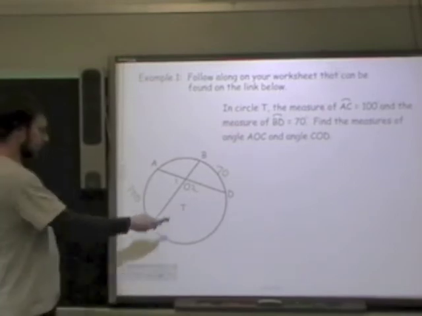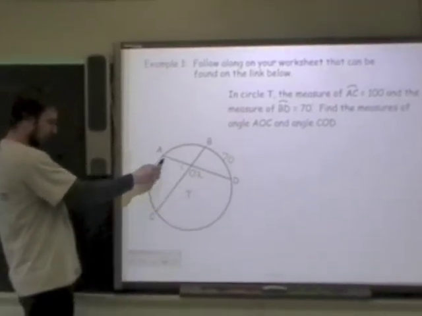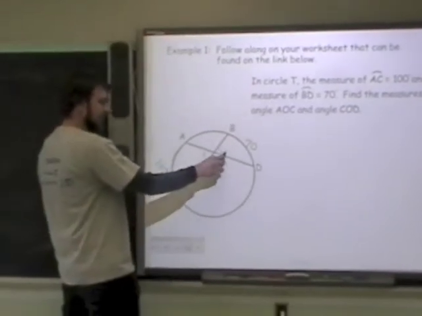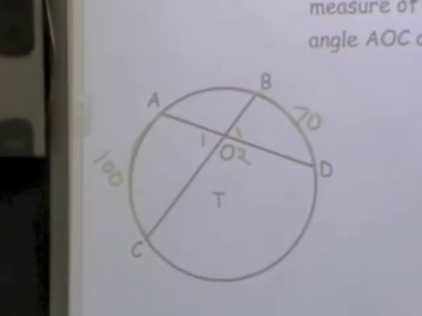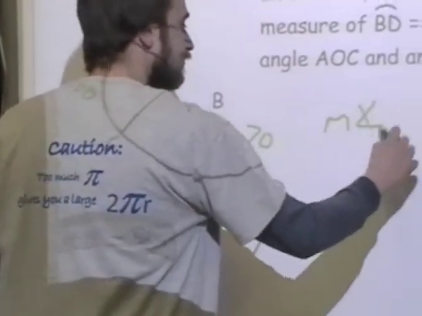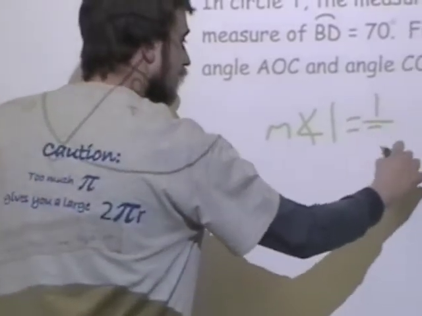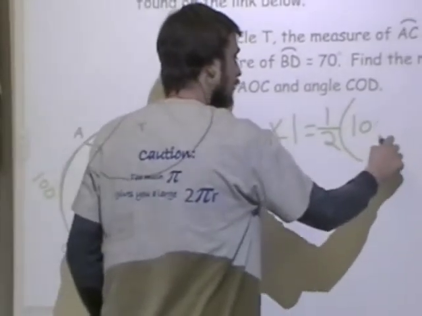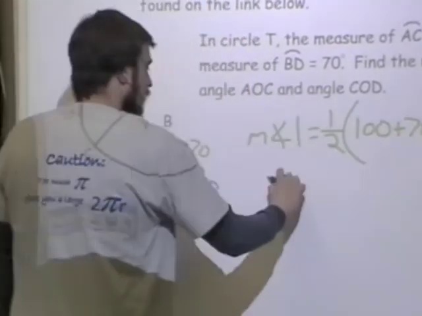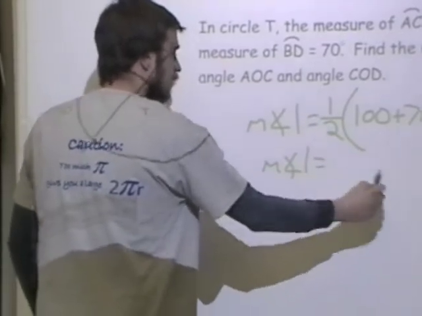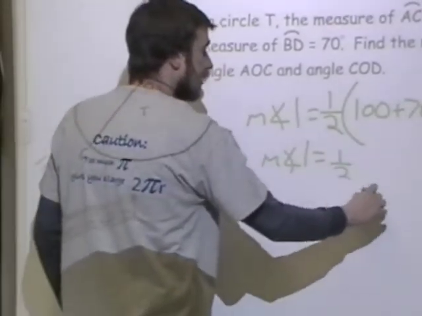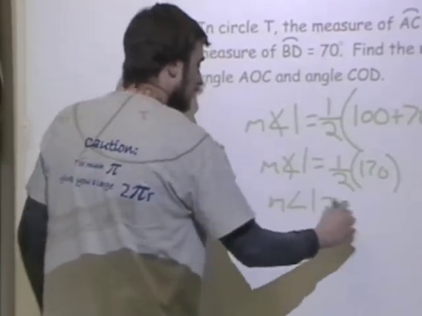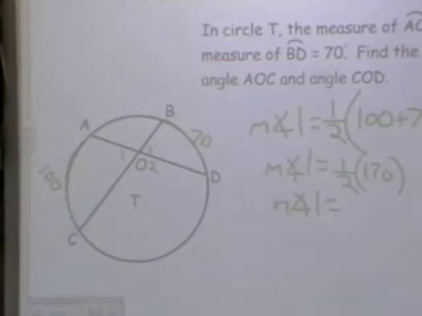So first, we want to find angle 1. We take a look to see which arc opens up to angle 1. We find the vertical angle and the arc that it opens up to, and we write out our formula. The measure of angle 1 is equal to 1/2 times the sum of the arcs. So 100 plus 70 is what we write in here. Solving this problem, we do parentheses first, so we get the measure of angle 1 equaling 1/2 times 170, and then the measure of angle 1 is equal to half of 170, which is 85.